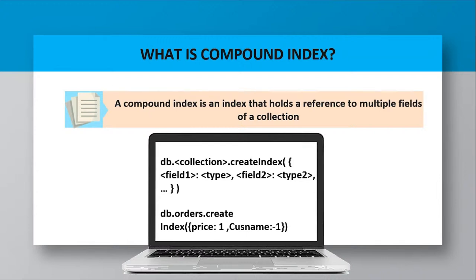Again, the syntax is the same: db, then the collection name, then the createIndex keyword, and within the parentheses you can give as many field names as you want. So I hope you've understood what a compound index is as well.